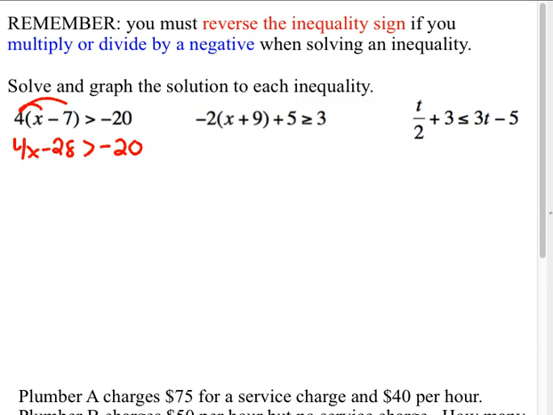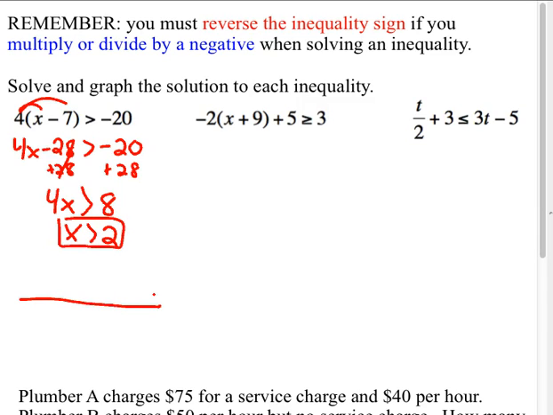I'm going to add 28 to both sides. So 4x is greater than 8. Divide by 4, you get x is greater than 2. And if I were to put that on a number line, just greater than is going to be an open circle going towards the larger numbers.